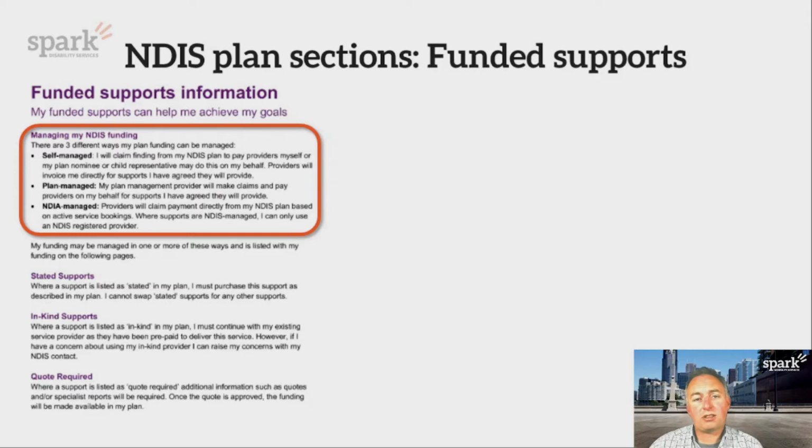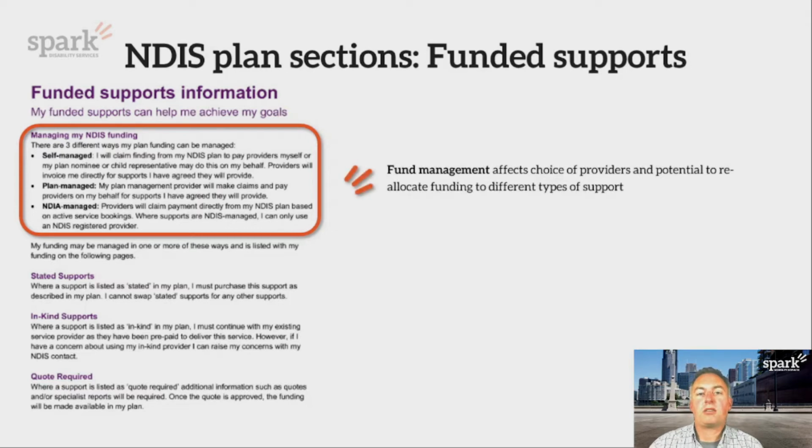I'm not going to go into great detail about the differences between the three here. What is important to keep in mind is that the way the funded supports are managed can affect the person's choice of service providers and also potentially affect the way that they choose to allocate their support funding to different kinds of services. The next term to keep in mind is what's called stated supports.